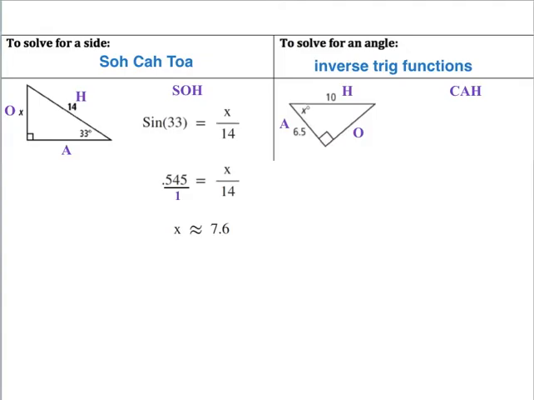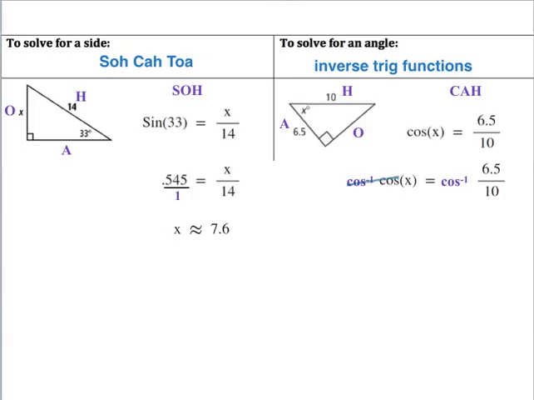So now you can set up your trig ratio. C is for cosine, so cosine of your angle, which is x: cosine of x equals A over H, which becomes 6.5 over 10. Now, our goal is to solve for x, in other words, to get x by itself. So we have to cancel out the cosine that contains the x. The only way to cancel out a cosine is to do the opposite, inverse cosine.